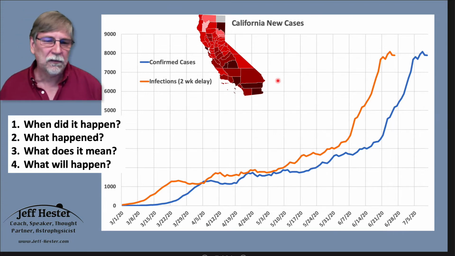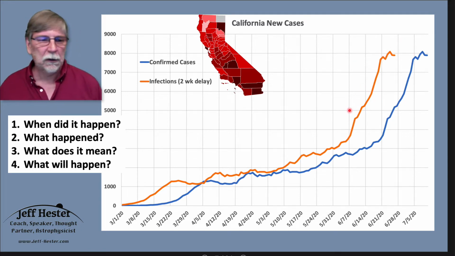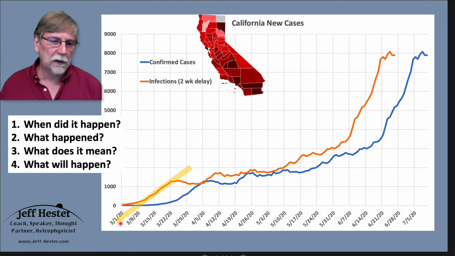I have looked at a bunch of states. It's worked every time I've looked at it. California, for example, when did it happen? Well, again, here are when you see confirmed cases. Here are when you see, or when the infections actually took place, kind of a couple of weeks earlier than that. What happened? Well, let's cruise along.